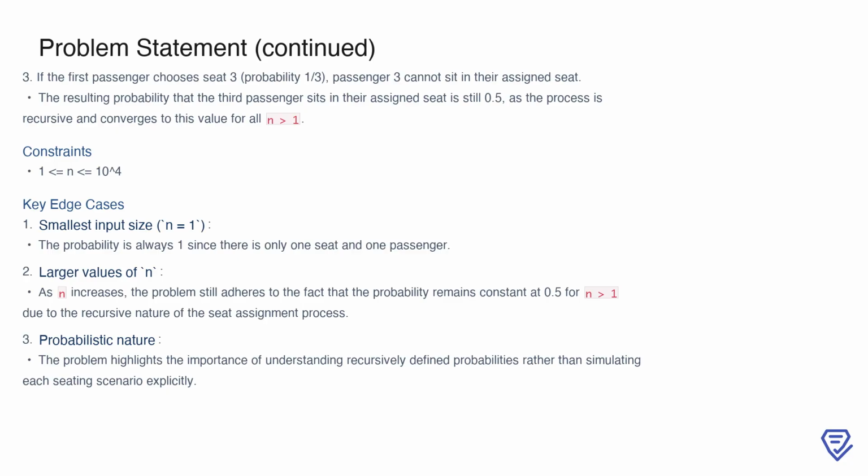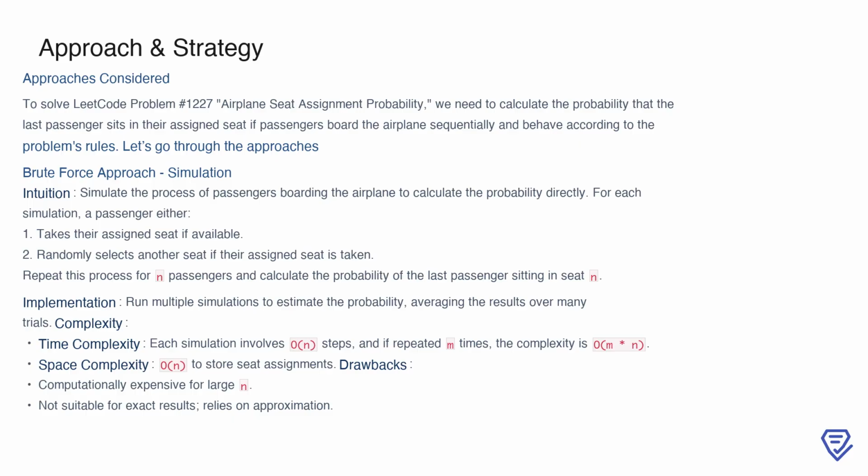Understanding this recursive probability is the crux of solving the problem efficiently, rather than attempting to simulate every possible seating arrangement explicitly. To solve the problem of determining the probability that the last passenger sits in their assigned seat, we can first consider a brute force approach involving simulation. The intuition here is to simulate the boarding process step by step.